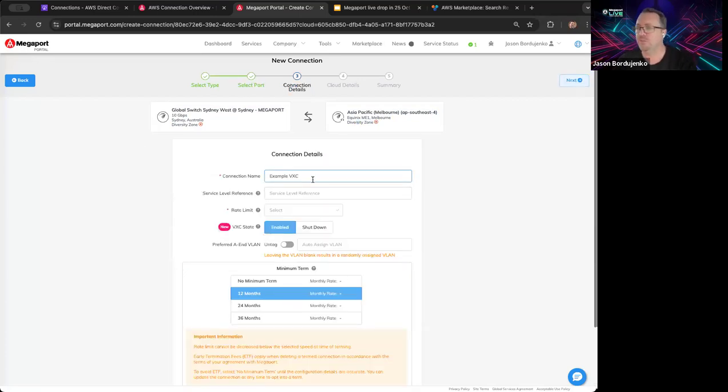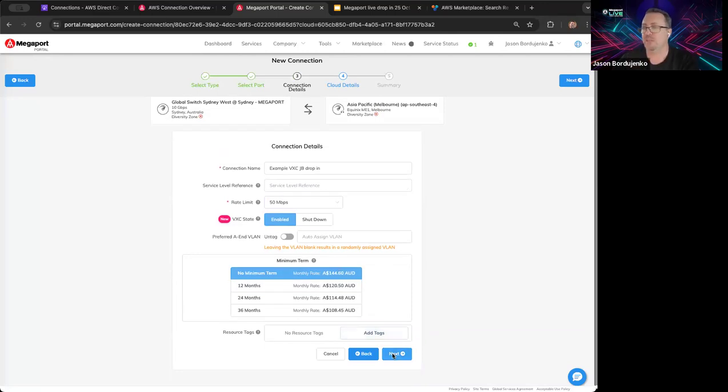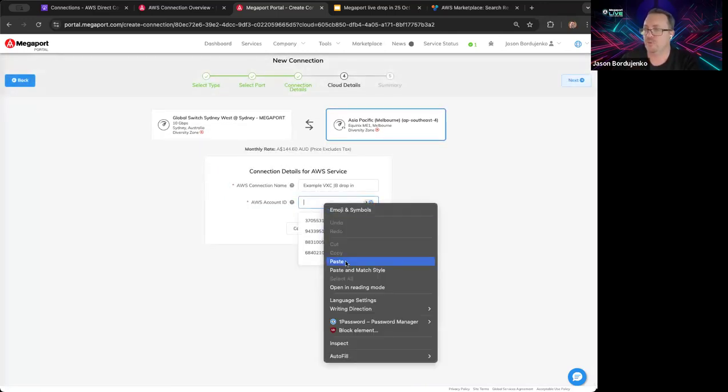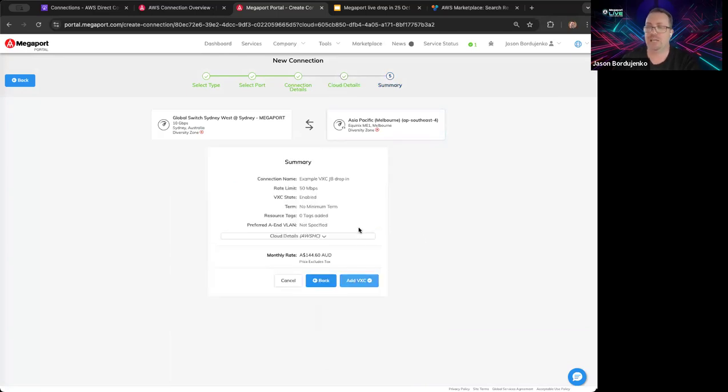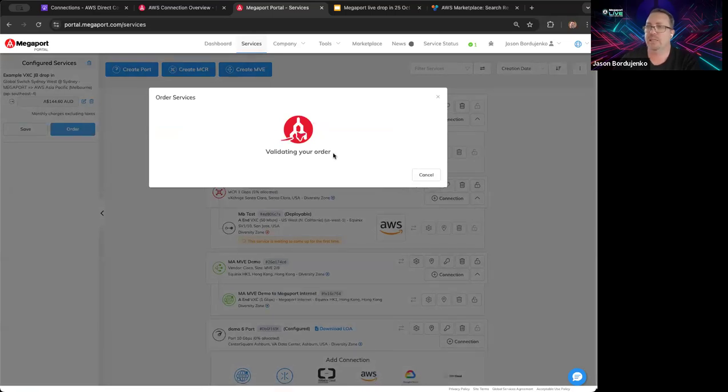So again, we're going to use the default JV drop-in, and then we're able to select a rate limit. So we can see we can go all the way up to the speed of the port, which is 10 gigabits per second, or down to the minimum here, which is 50 megabits per second. And we're given, again, that chance to put it on a term or select month to month in this case. And then I copied this before, but the ability then to use an account ID will launch that specific request into the AWS account ID that's active here. All right, so we should hit order on that.